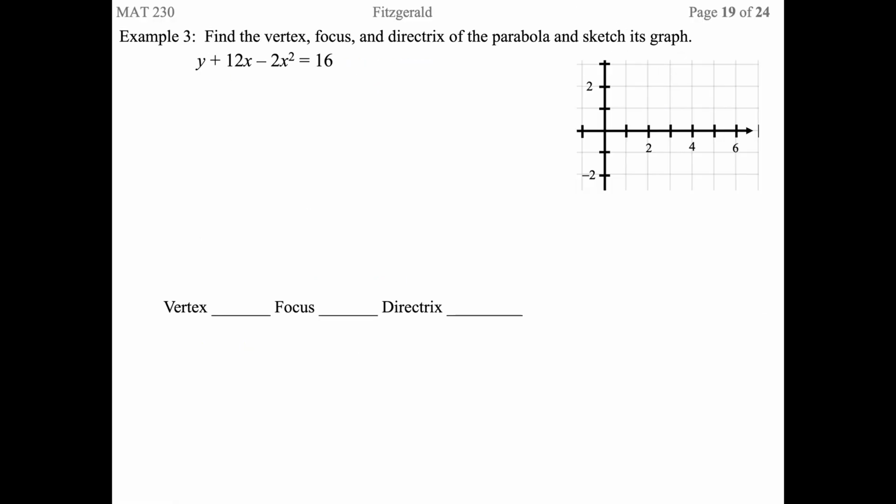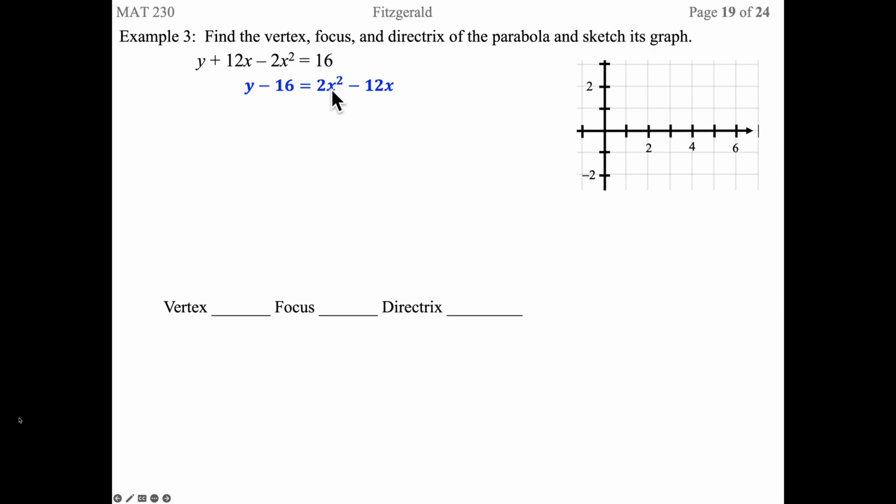Example number 3, find the vertex, focus, and directrix of the parabola and sketch its graph. This is in what we call general form. Everything is multiplied out. So what we need to do is complete the square. So we need to get all the x terms on one side and then the y's and the constant to the other side. Since I have a negative x squared term, I want to put all my x's over to the right and change their signs, subtract over the 16.